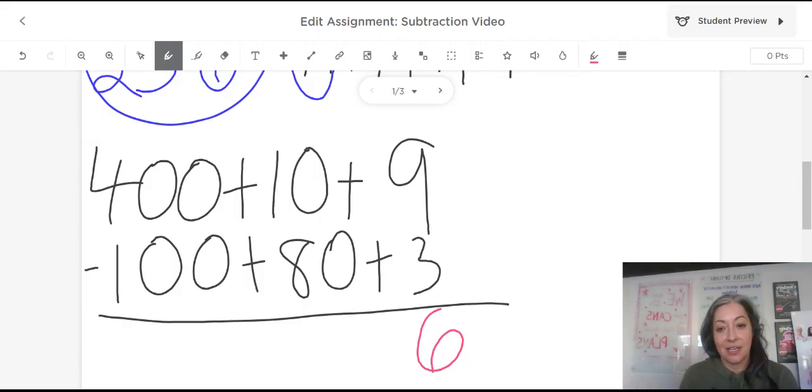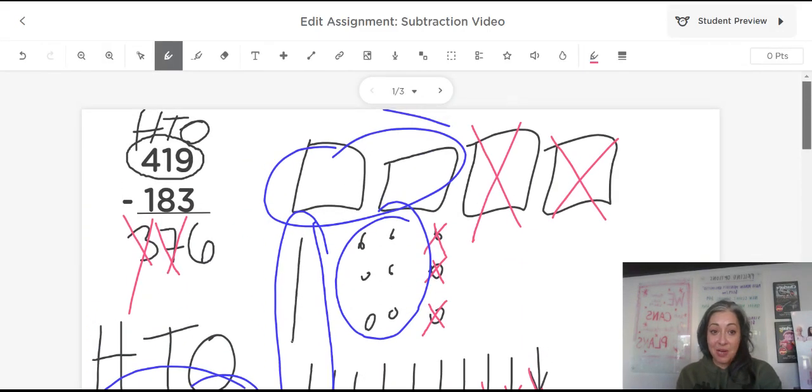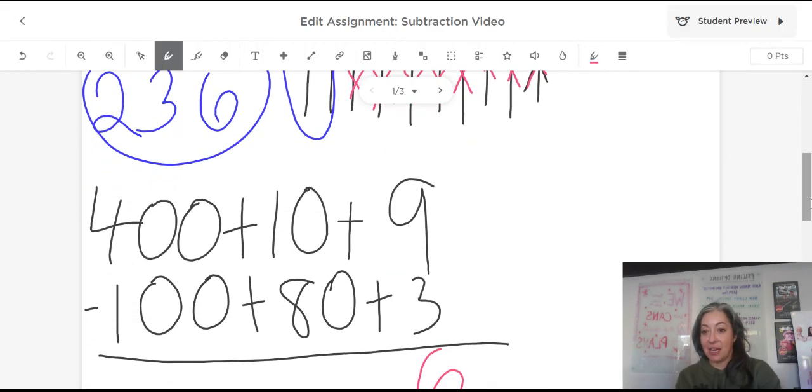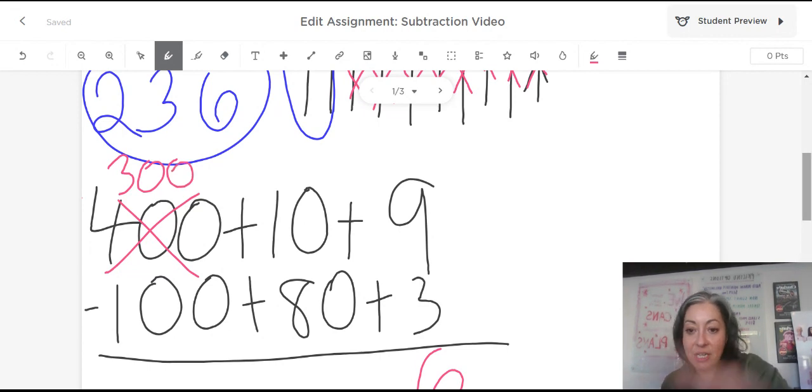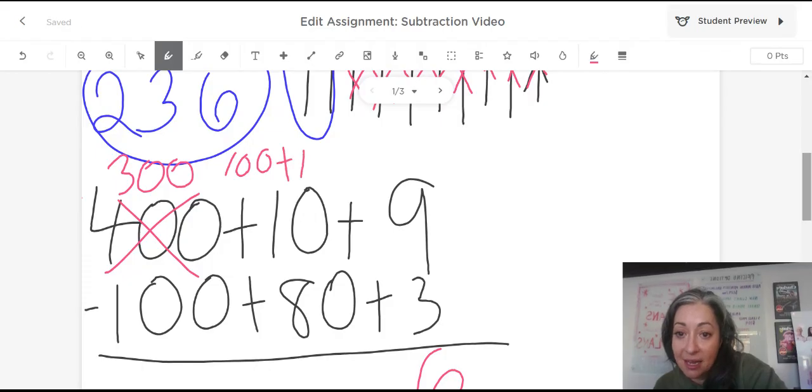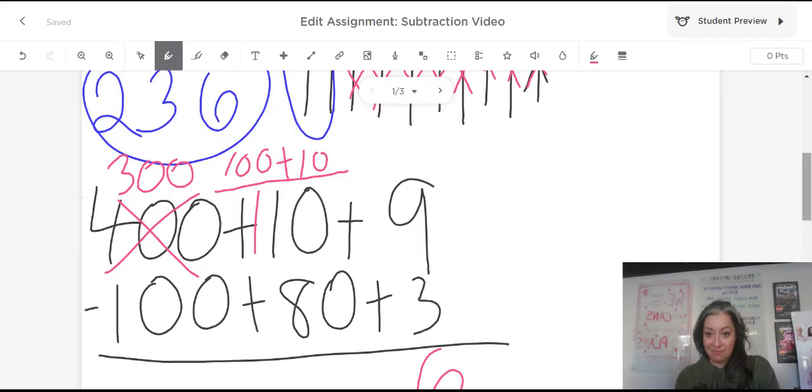Can't do that. So what I need to do, just like I borrowed, just like I regrouped this 100 and made it into 10 tens, I'm taking 100 away from here. Instead of 400, now I have 300. But I need to add that 100 to 10. So if I take 100 plus 10, now I really have 110. Now it's going to be a little bit easier to subtract.